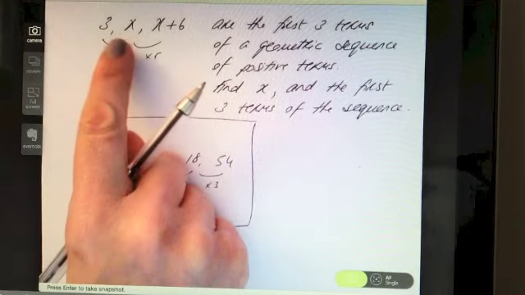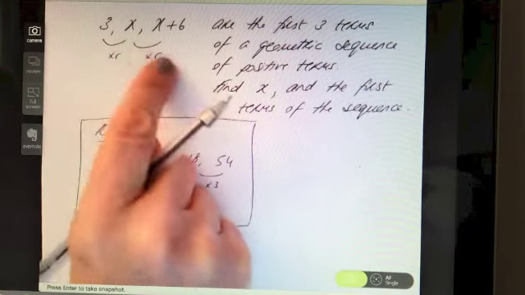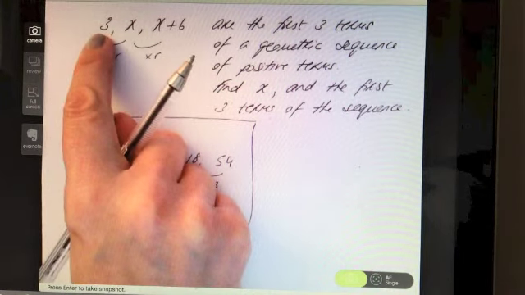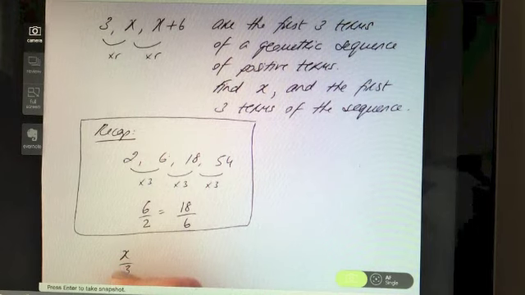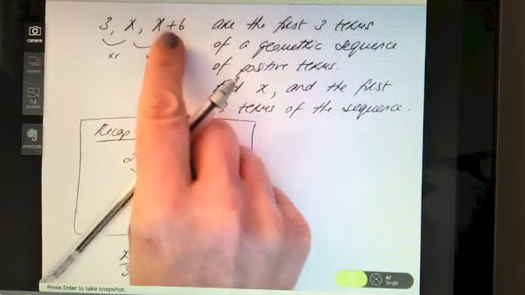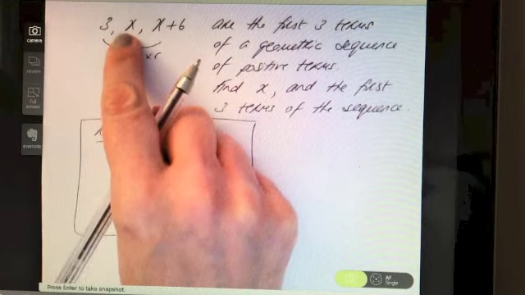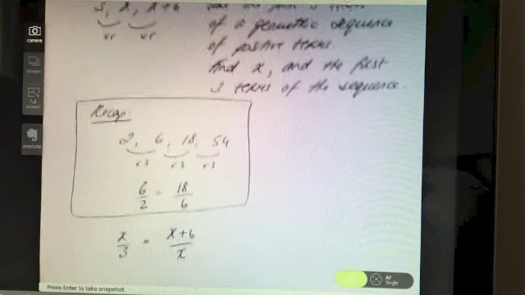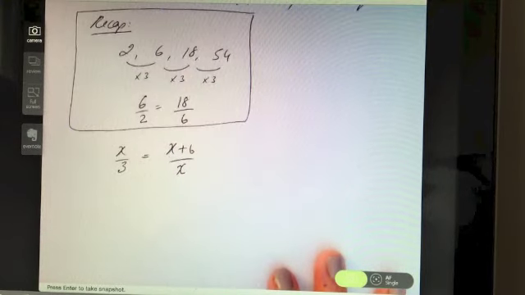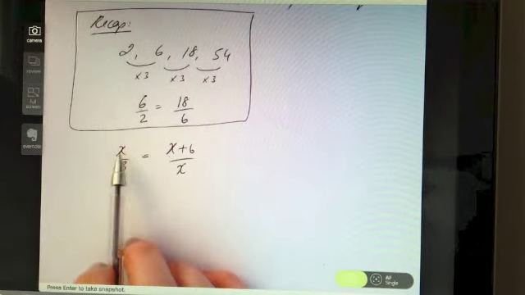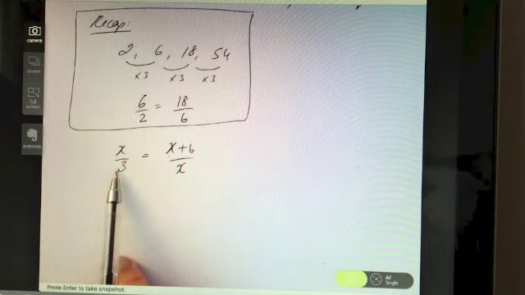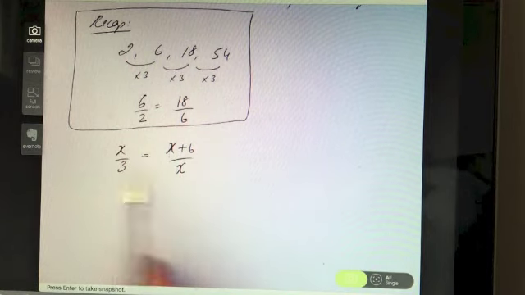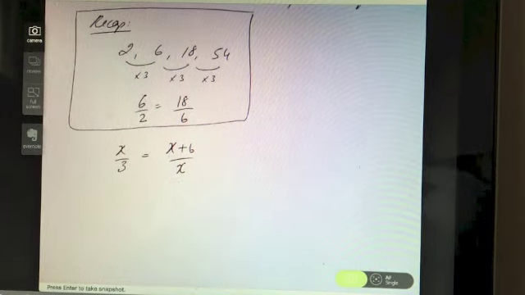In other words, since I'm not multiplying by the common ratio here, I know, just like I did here, that x divided by its previous term has got to be equal to x plus 6 divided by its previous term. And that will give me an equation to work with. Because x divided by 3 will give me the common ratio, and x plus 6 divided by x will give me the common ratio, and they have to be equivalent because I know it's a geometric sequence.